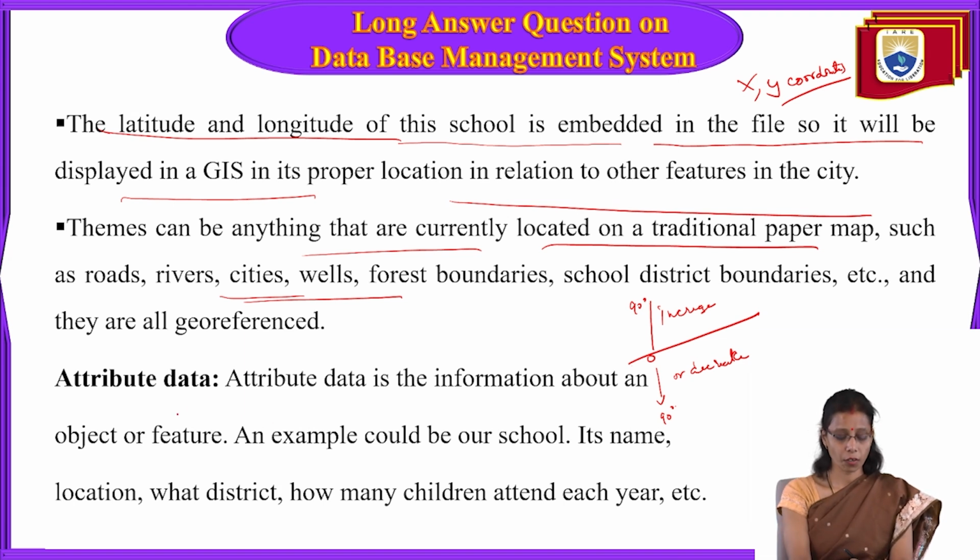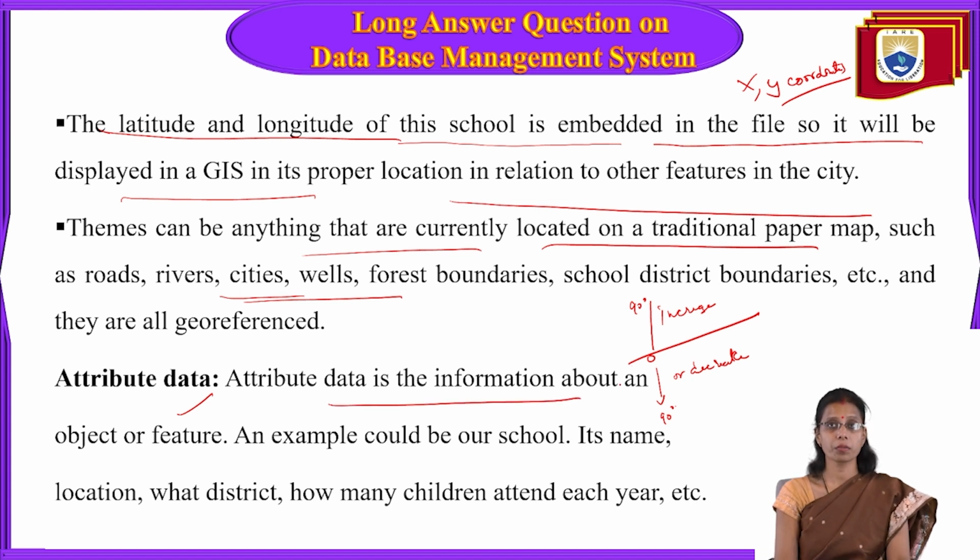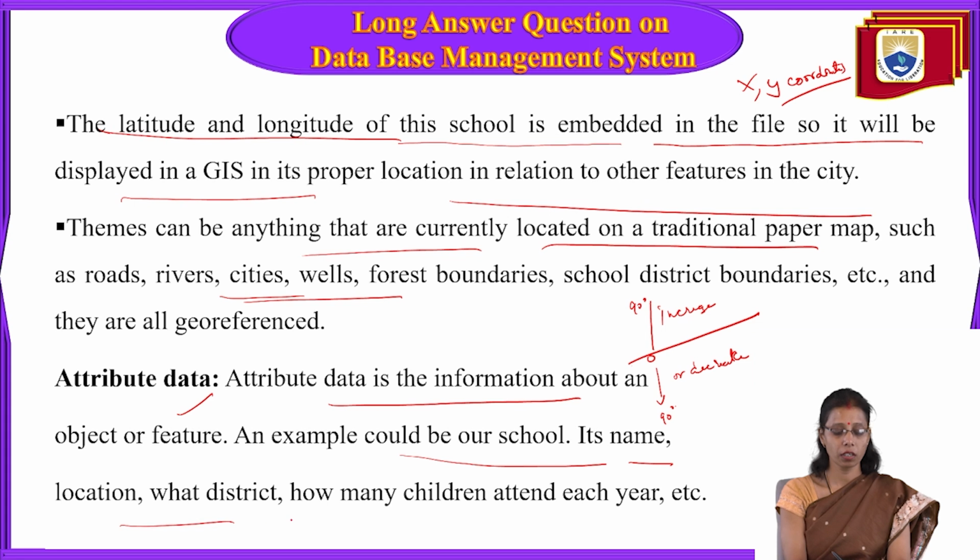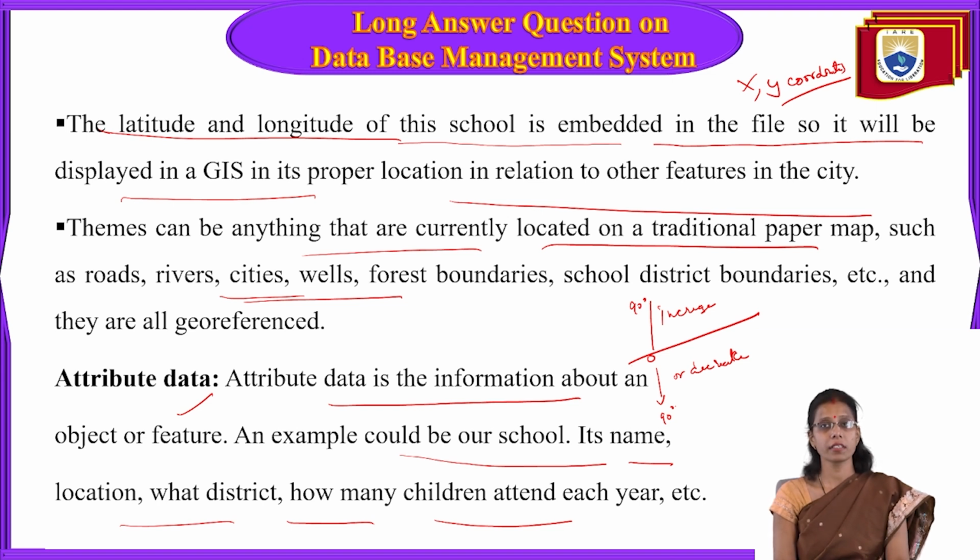Now coming to the attribute data. What is the attribute data? Attribute data is the information about an object or a feature. An example could be our school: its name, location, what district, and how many children attend each year.